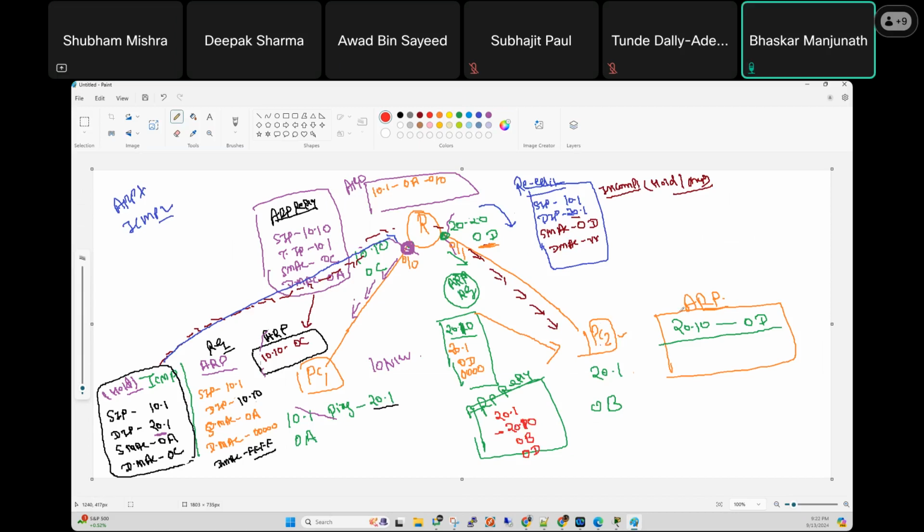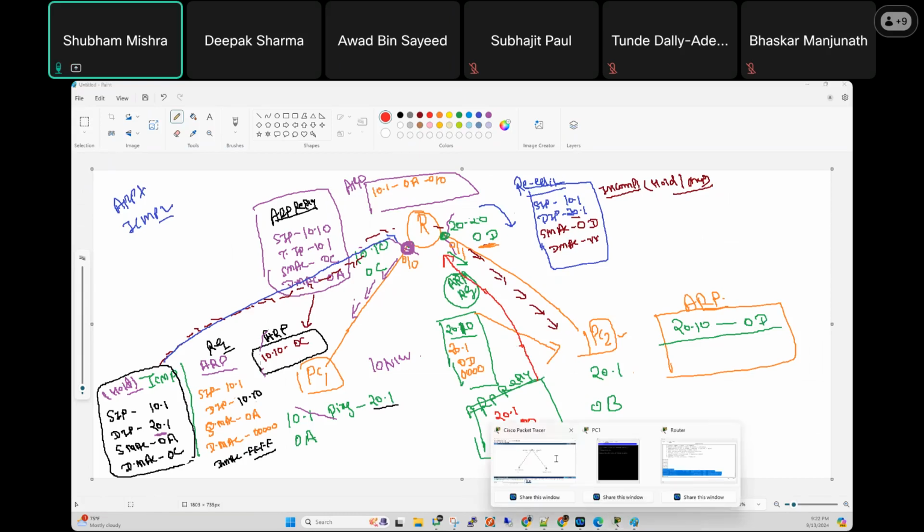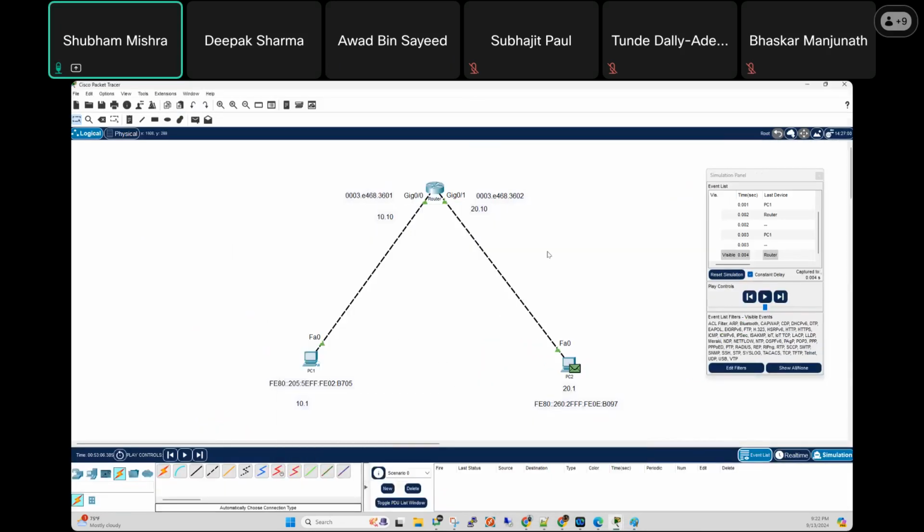PC number 2 will check its ARP table and try to find for 20.10, do I have the MAC address or not. But PC number 2 already knows the MAC address, right? So the MAC address will be 0D. And PC number 2 forwards this ARP reply packet towards the router. Is it clear to all of you? Everyone? Clear? Yes, sir.